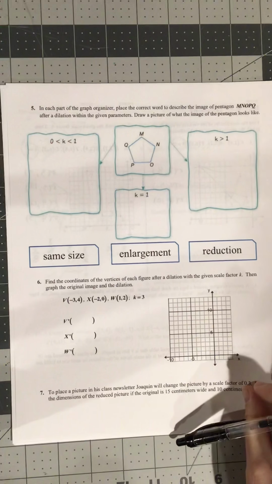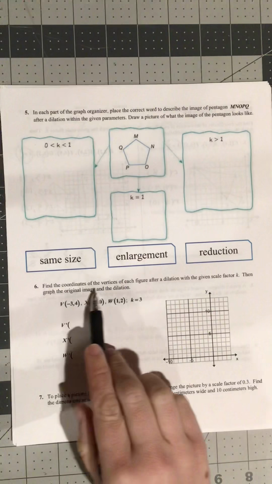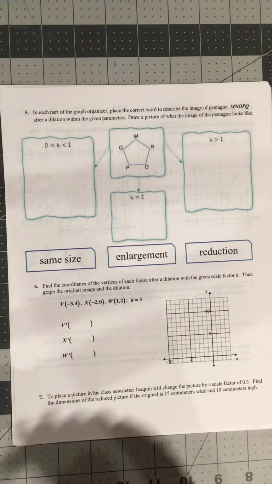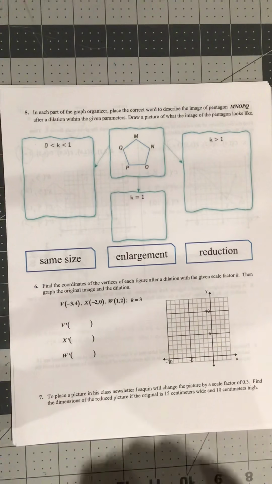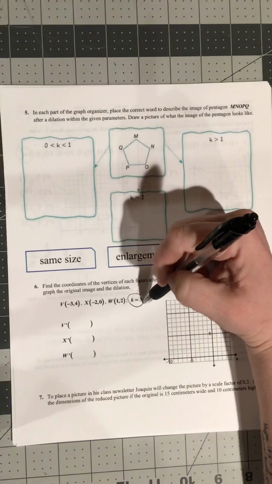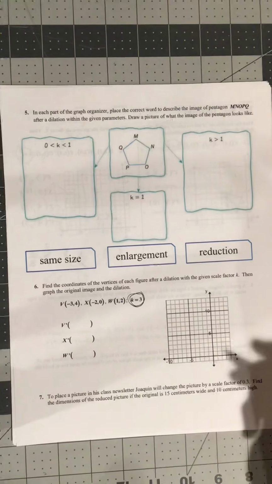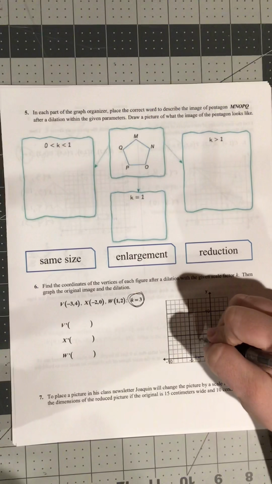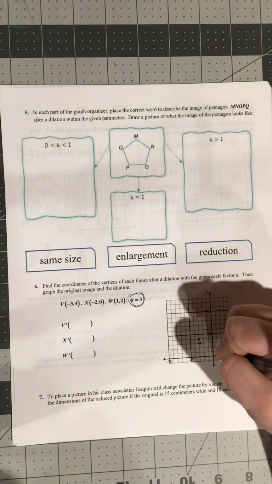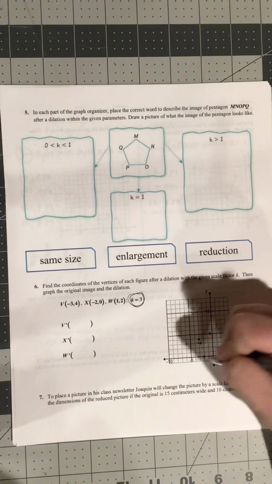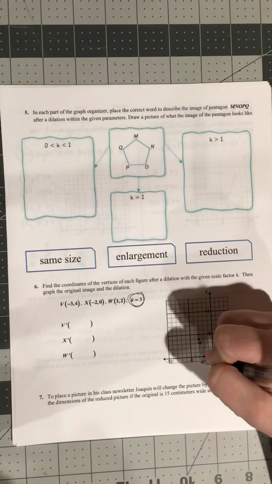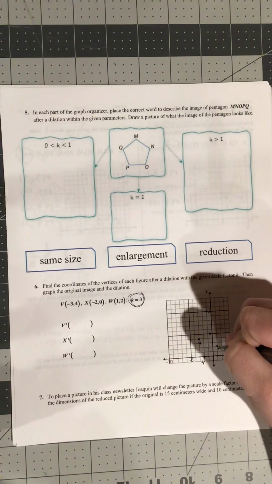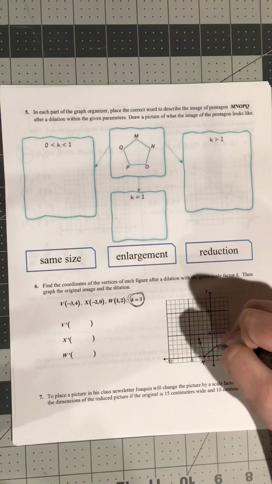Okay, so let's do this guy. Find the coordinates of the vertices of each figure after a dilation with the given scale factor. So we have to graph the original and then a dilation. So right here, our dilation factor is 3. So let's graph the original one at -3, 4, which is V. -2 and 0, which we don't have to move, which is X. And then 1 and 2, which is W. So here's our first little triangle.